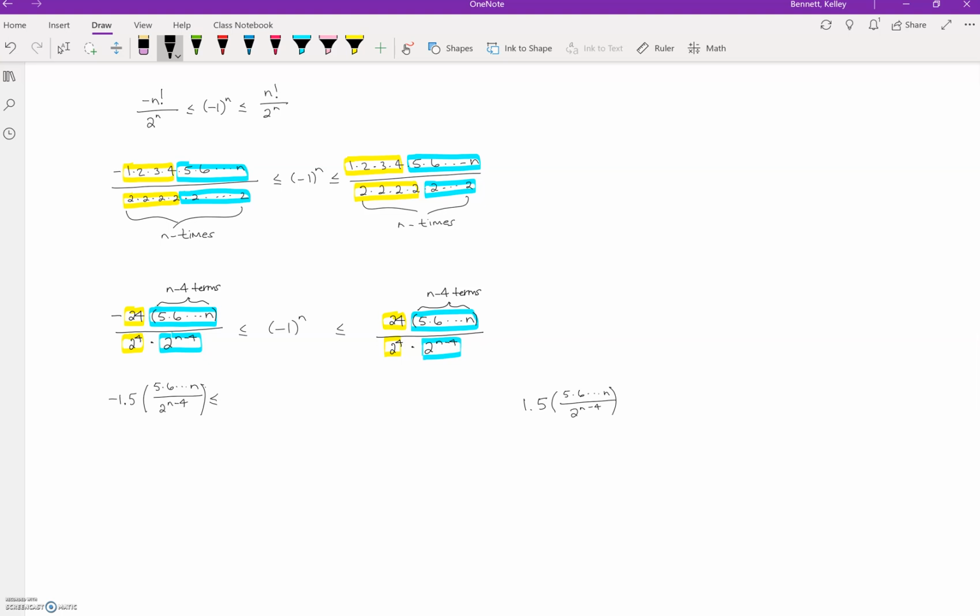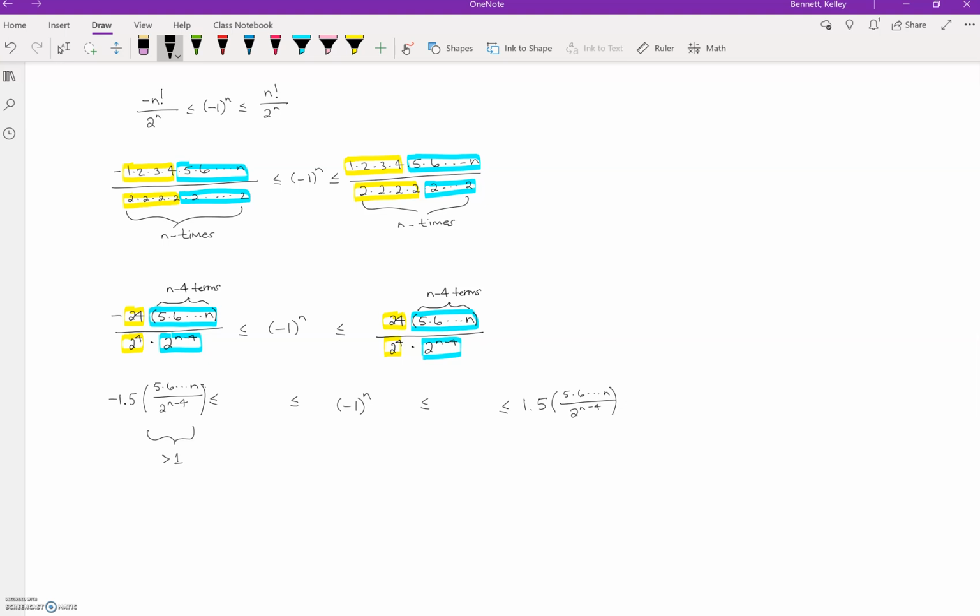So, something cool to notice. We're going to add an extra layer in between. Because the numbers in the numerator, 5, 6, 7, 8, all the way up to n, each one of those terms is bigger than 2, right? 5 is bigger than 2, 6 is bigger than 2, 7 is bigger than 2, and so on. So this fraction here is greater than 1, right? Because every term in the numerator is bigger than every term in the denominator.